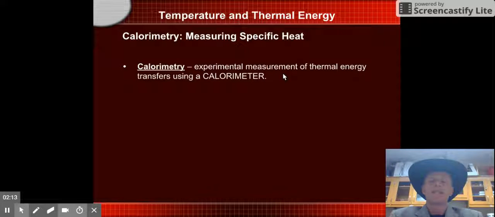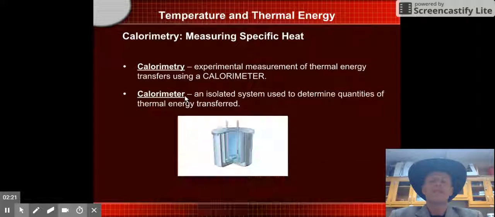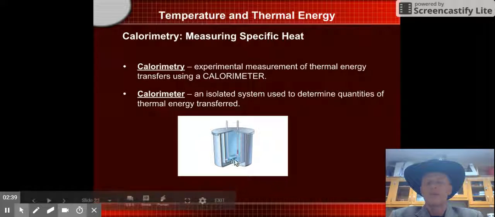Calorimetry is the experimental measurement of thermal energy transfers using a calorimeter. Now, a calorimeter is the thing you do the experiment in. It's an isolated system, trying to keep the energy of the outside away from the system. And this isolated system is used to determine the quantities of thermal energy transferred. So there's a thermometer in here, a little cylinder placed in water. Inside this is an air gap, trapped air, the best way to insulate an item. But this is a calorimeter.